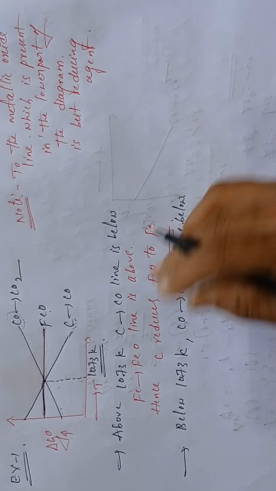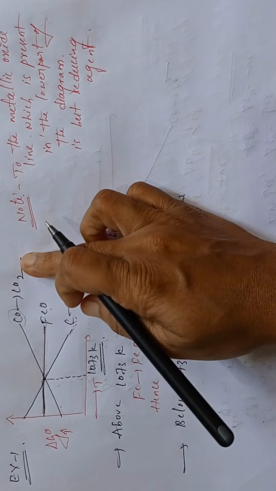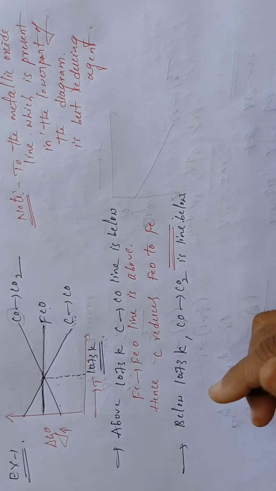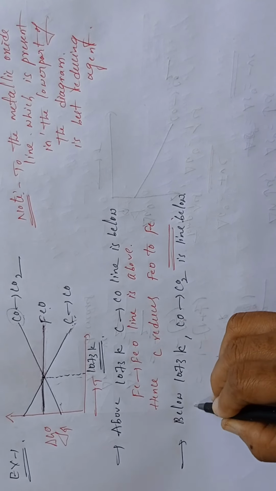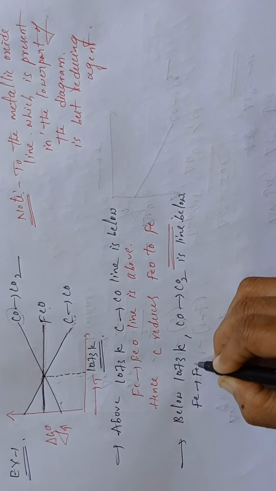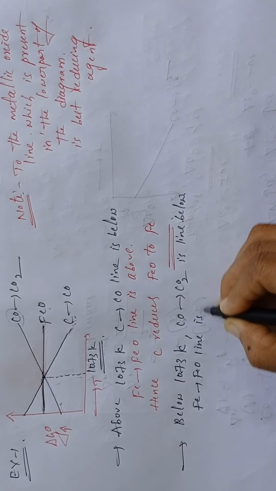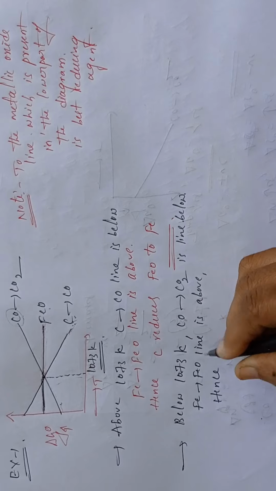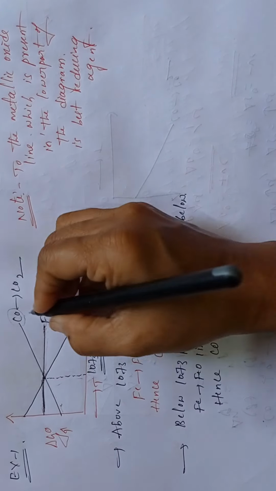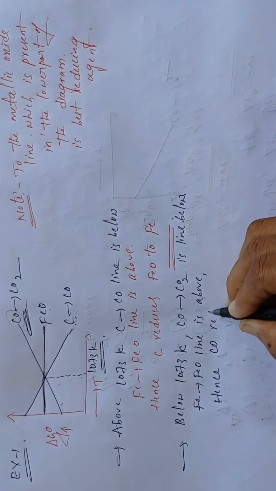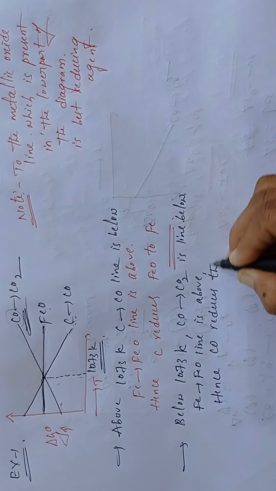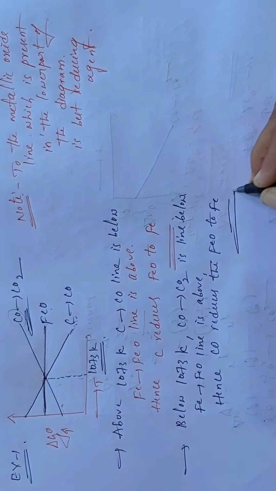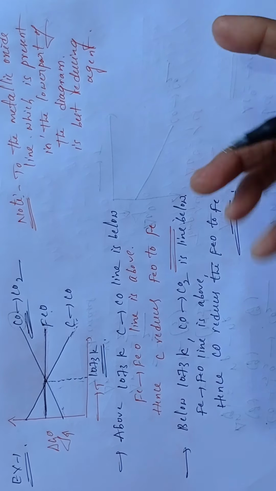Are you clear? The CO2 line is below. Understanding? And the iron oxide line is above. So the iron to iron oxide line is above. Understanding, students? Hence, which one is the reducing agent? CO reduces the iron oxide to iron. Understanding, students? Iron oxide to iron reduces.